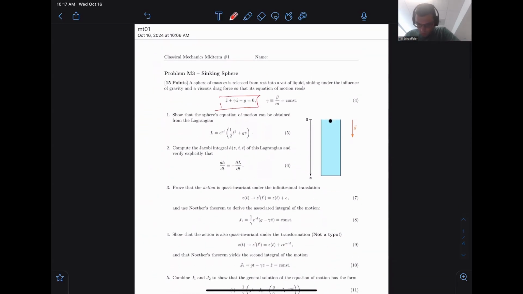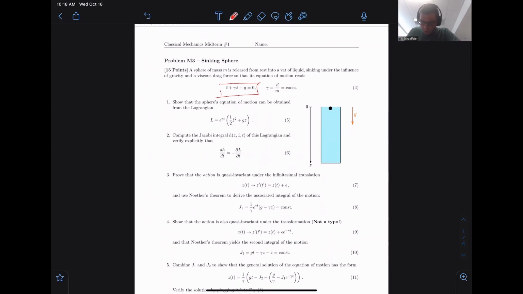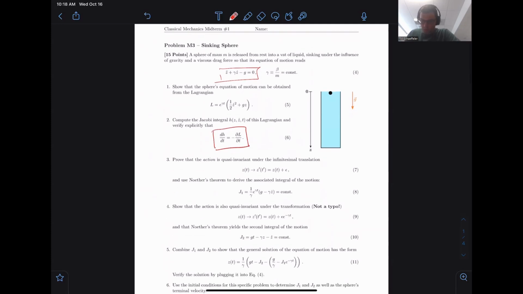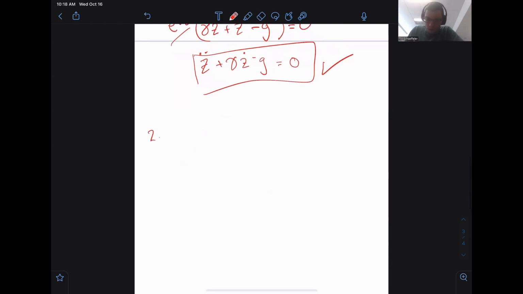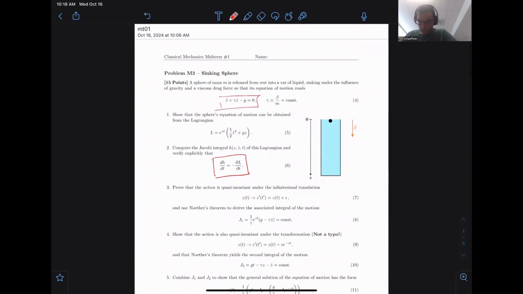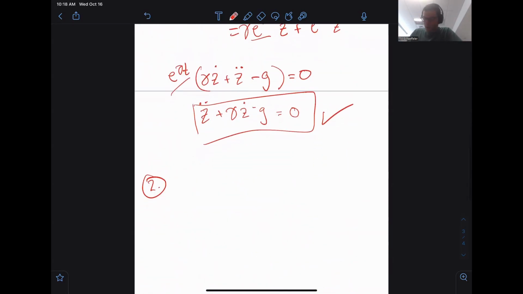That part was easy. Now the next thing we have to do, number 2, is compute the Jacobi integral of this Lagrangian and verify explicitly that this here is true. Okay. Everything's working. Number 2. The Jacobi integral is defined as this quantity here in general.